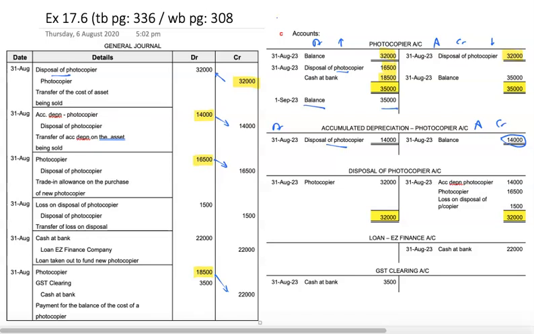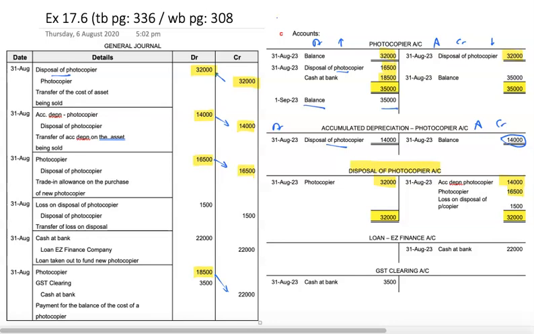And so on and so forth, we work through this. And the important one is my scorecard, my disposal of photocopier account. This is the one that I've done for every part of Happel. I did a debit here of $32,000 to transfer my historical cost. I've done $14,000 to remove the accumulated depreciation. I then recognised that I had a credit of $16,500 to recognise the proceeds from my trade-in.